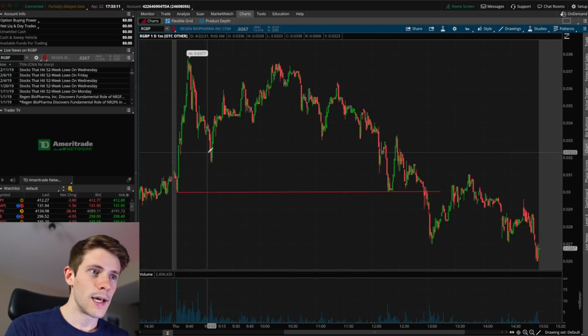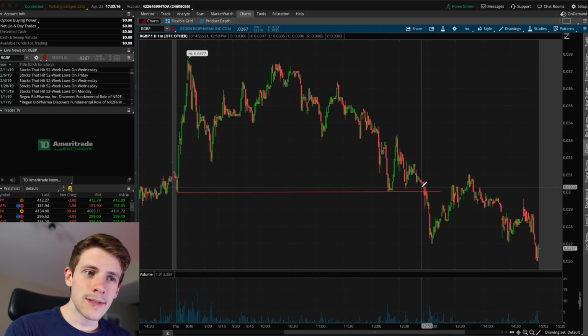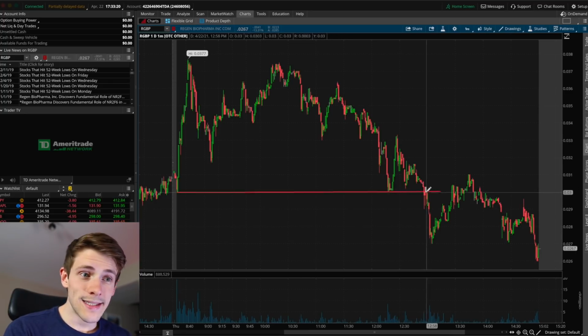So again, we have key support here. It bounced here once, yada, yada, yada. It bounced here again. And the third time it comes to test it, it's able to break down through that. And to me, this is an obvious short.